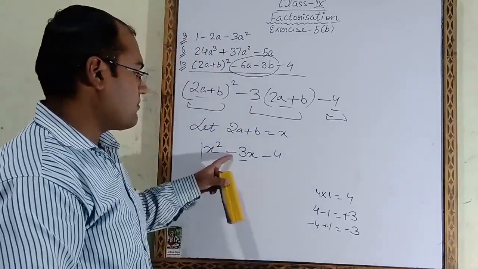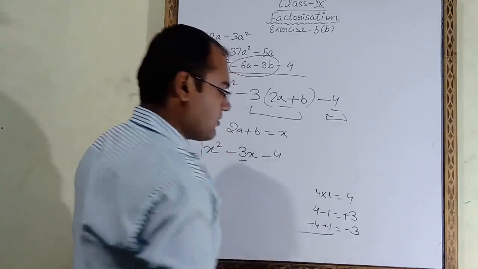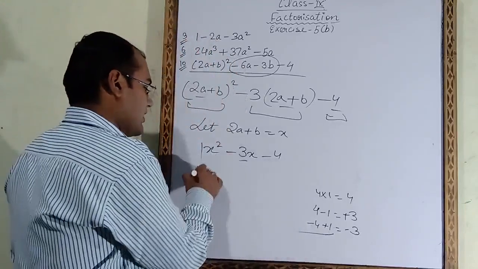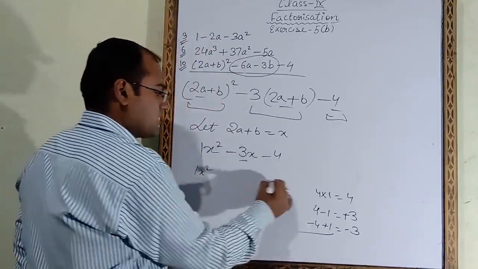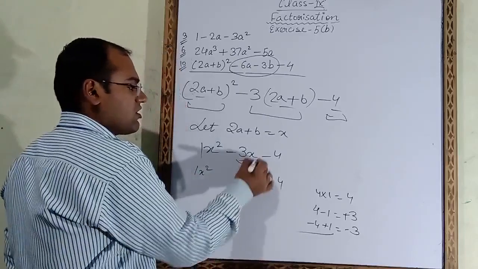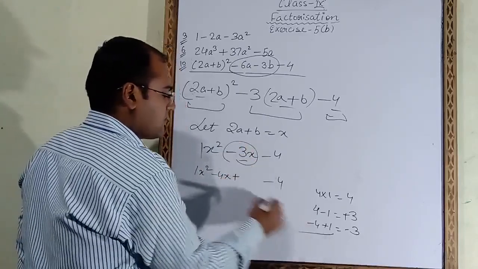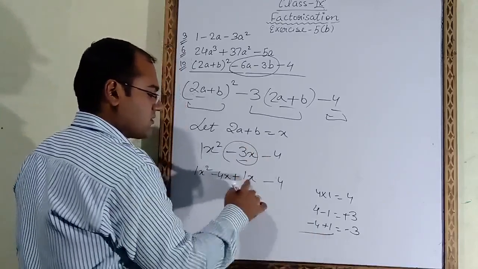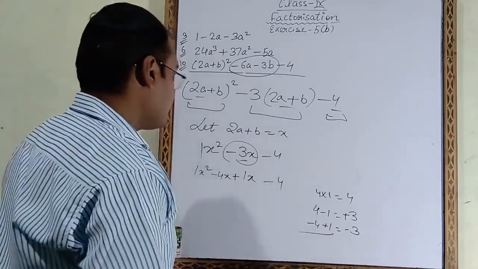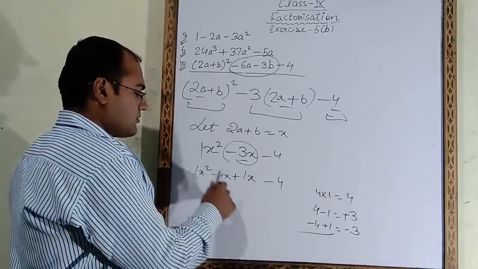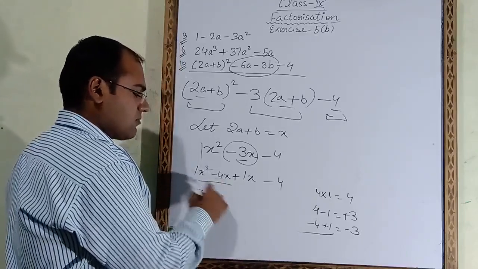So what we need is minus 3. So we will take these two numbers. So 1x square will be as it is, minus 4 will also be as it is. So instead of minus 3x, we will take minus 4x plus 1x. In both the numbers we have to take x. Now from these two terms we will take common. x is common in both the terms.